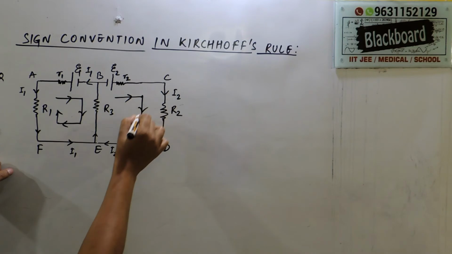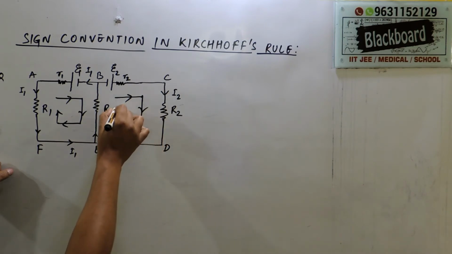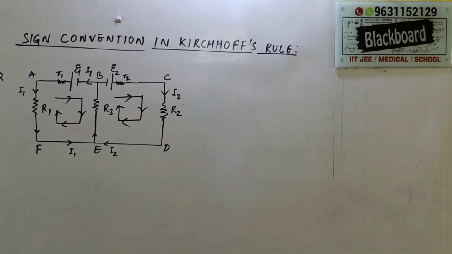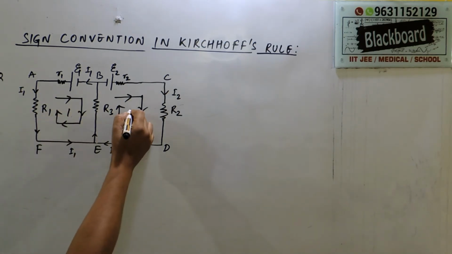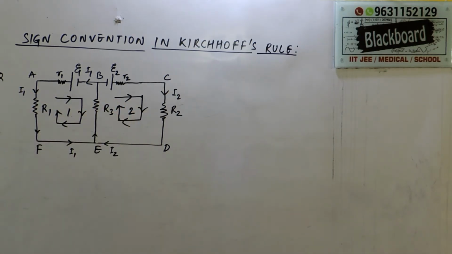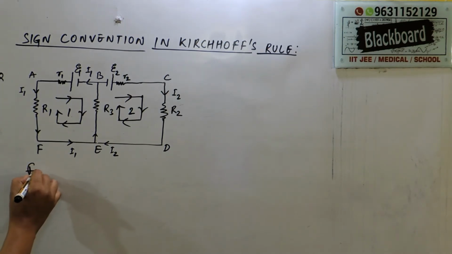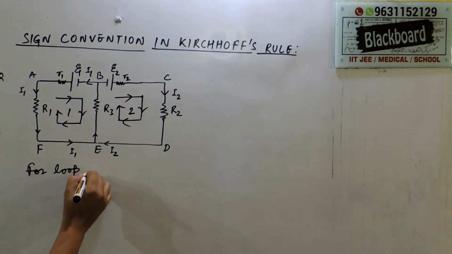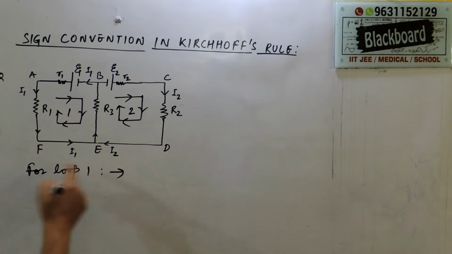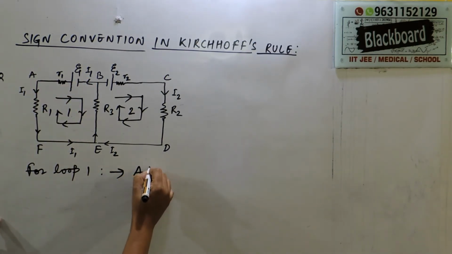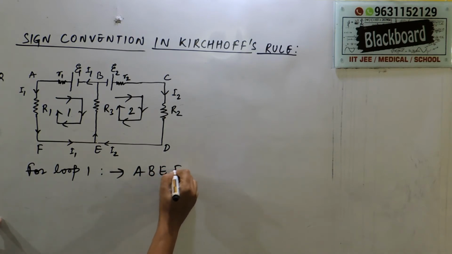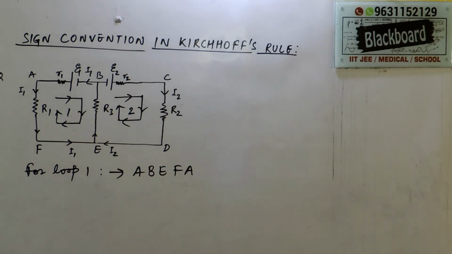Here there are 2 loops. देखिए फिगर देखने से पता चल रहा है, there are 2 loops, first loop and second loop, और हम लोग इसको clockwise ले रहे हैं. This is loop 1, this is loop 2. For loop 1, circuit ABEF, this is a rectangular loop, and we are going to start from E1.